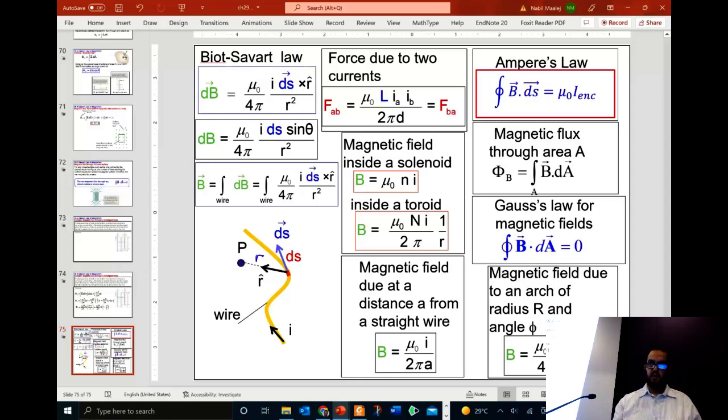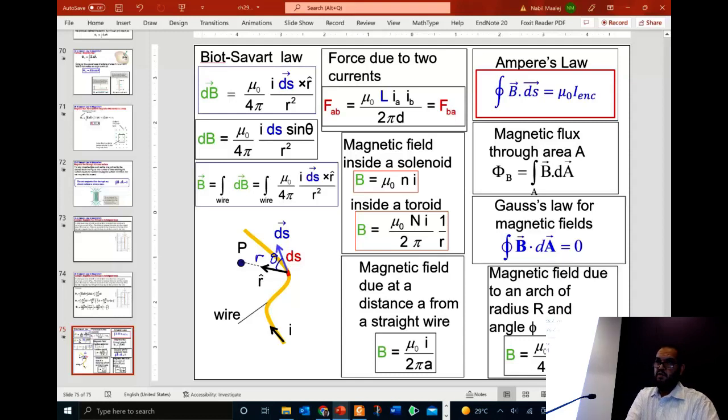It's a cross product of two vectors, so we can use the right hand rule. We bring the first vector to the second vector, and the thumb will be pointing in the direction of the magnetic field. We can also write this as a magnitude. If we know the angle theta between ds and the unit vector r, this is mu0 over 4 pi I ds sine of theta, divided by r squared.